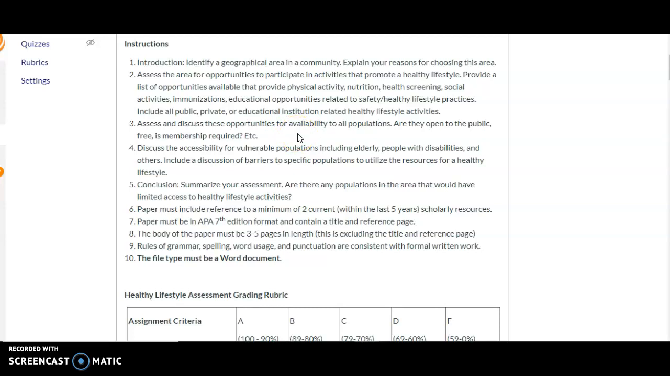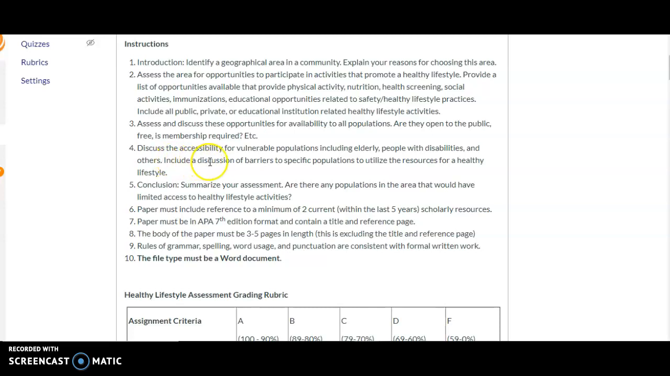Then we want to look at vulnerable populations, and included in this population is elderly, people with disabilities, and you could use others, homeless, people with a financial barrier. If you think you have another category, please feel free to add.